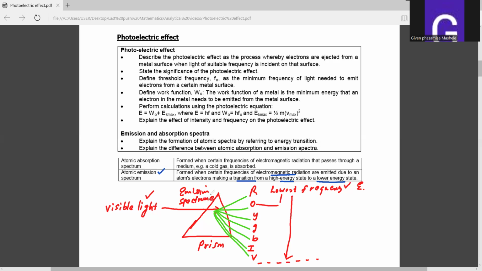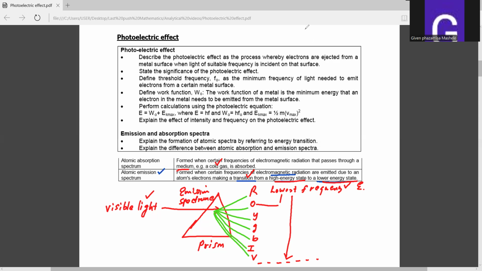In other books, they call it the line emission spectrum. So this occurs when certain frequencies of electromagnetic radiation are emitted due to an atom's electrons making a transition from a higher energy state to a lower energy state. This is called the emission spectrum. But an absorption spectrum is formed when certain frequencies of electromagnetic radiation pass through a medium, usually a gas, and are absorbed. So this is called absorption.